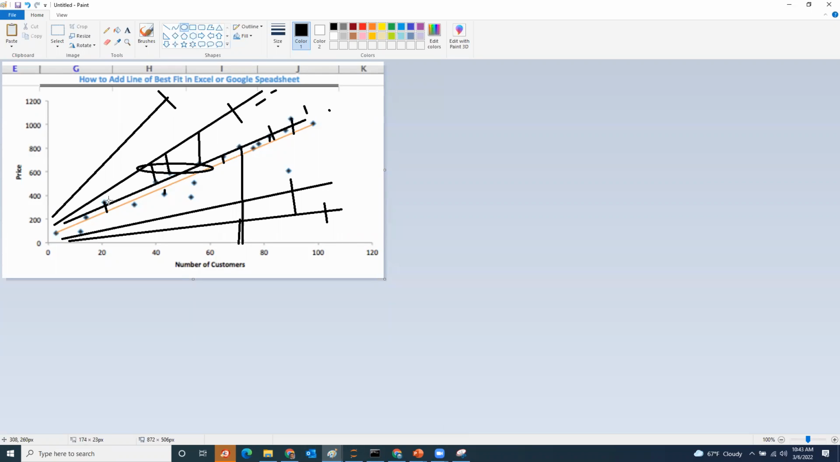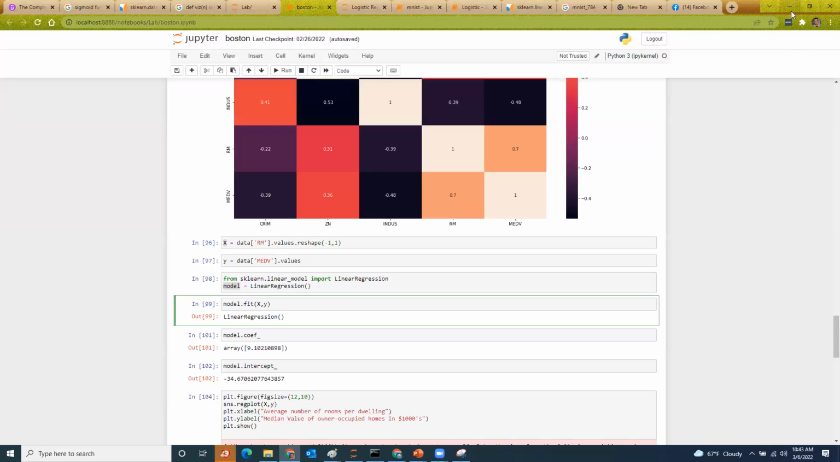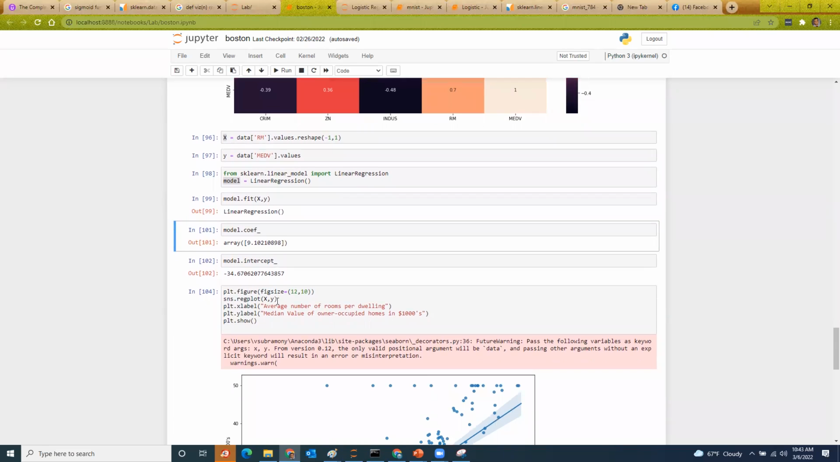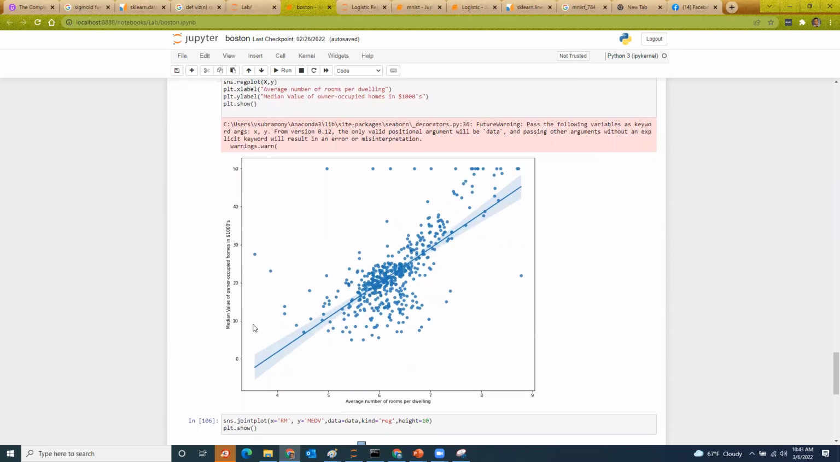This best fit line is the one we are looking at, this red line, right? So it will understand what the best fit line is. When you do the fit, we then find the coefficient. The coefficient of that model is what gives you the accuracy, and then you draw the best fit line from the plot.